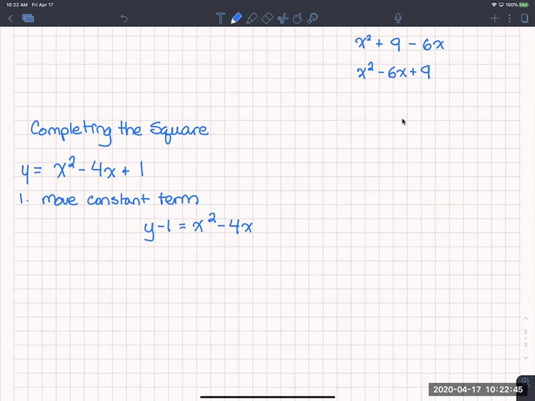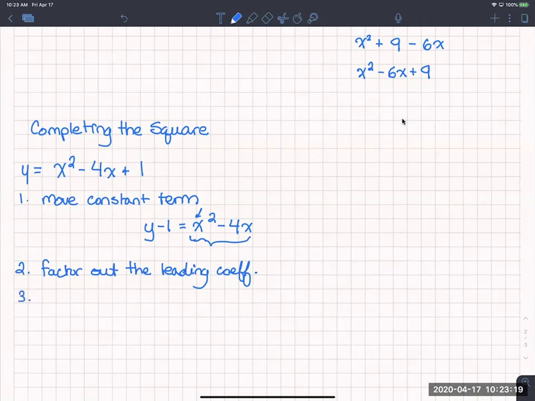Now, step 2, factor out the leading coefficient. Well, in this case, the leading coefficient is 1, so there's nothing really to factor out. But sometimes you may have a leading coefficient that's like 2 or 6 or something, and you have to factor the 2 out from both of these terms. We're going to do an example where that is. In this case, the leading coefficient is 1. We don't have to factor it out.